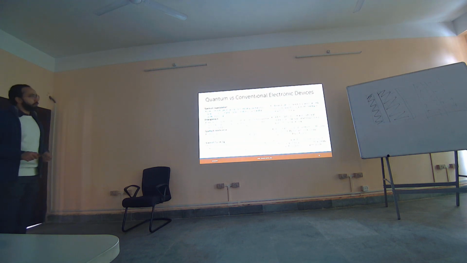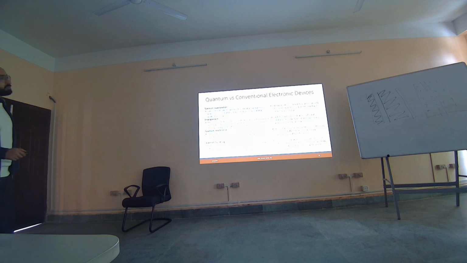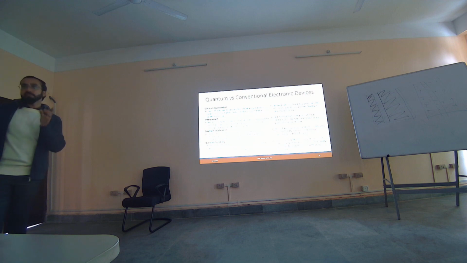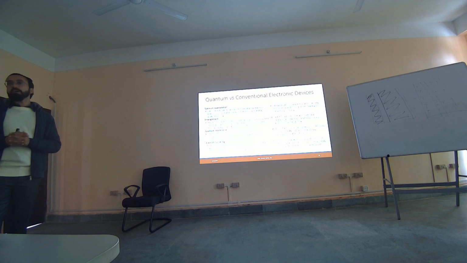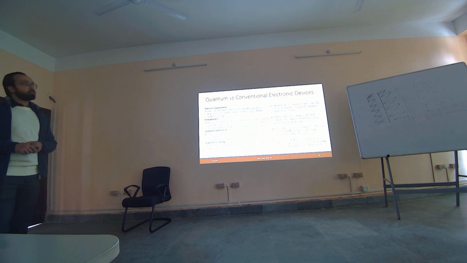Here, I have tried to present some of the differences between a quantum and a conventional electronic device. In a quantum device, it will exploit the superposition principle, which allows qubits, or quantum bits, to exist in multiple states. That means a bit is no longer 0 or 1; in a quantum bit it is in a superposition of 0 and 1. What that enables is parallel processing, which is not possible in the classical world.